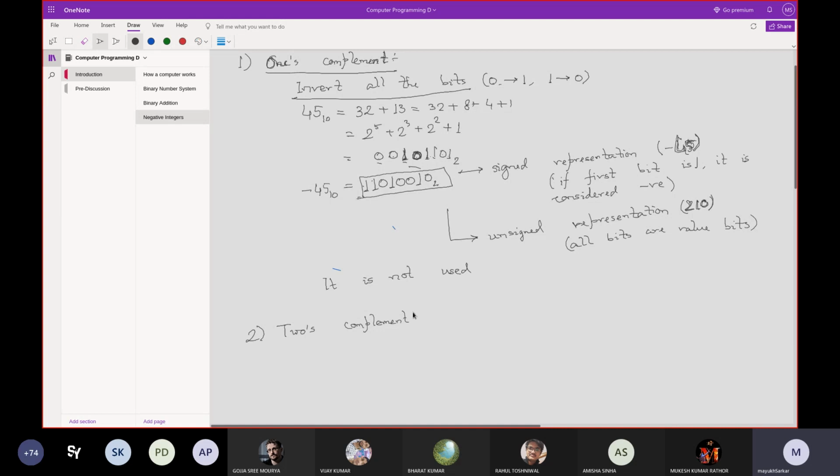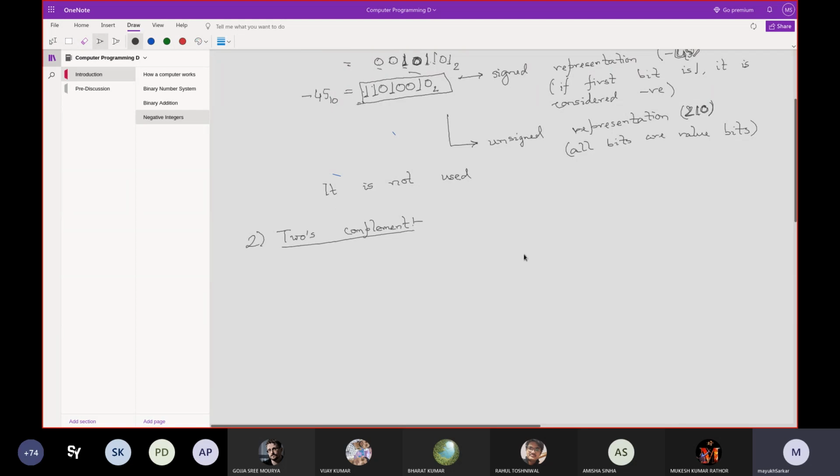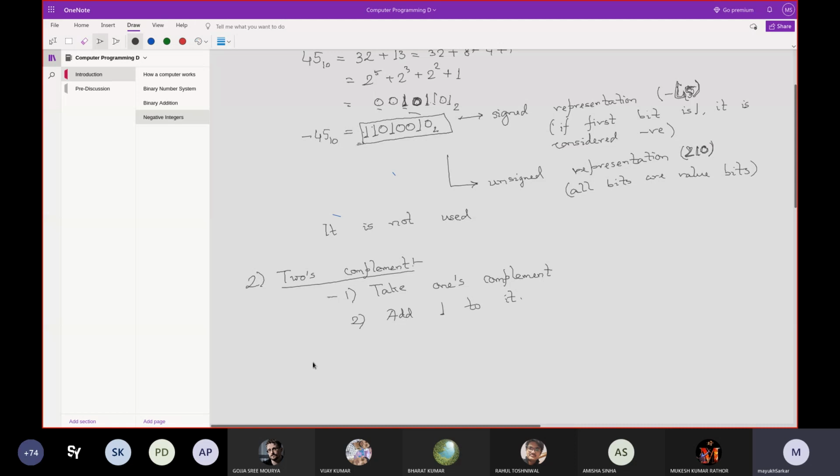Why 1's complement is not used and why 2's complement is used, I'll discuss this in the next class. But for the sake of completeness, I'll just show how numbers are represented in 2's complement. First, it is a two-step process. Take 1's complement, and then add 1 to it. That is 2's complement.